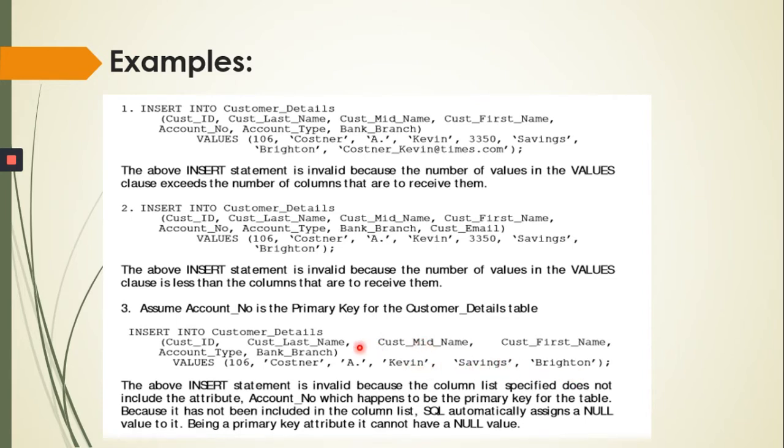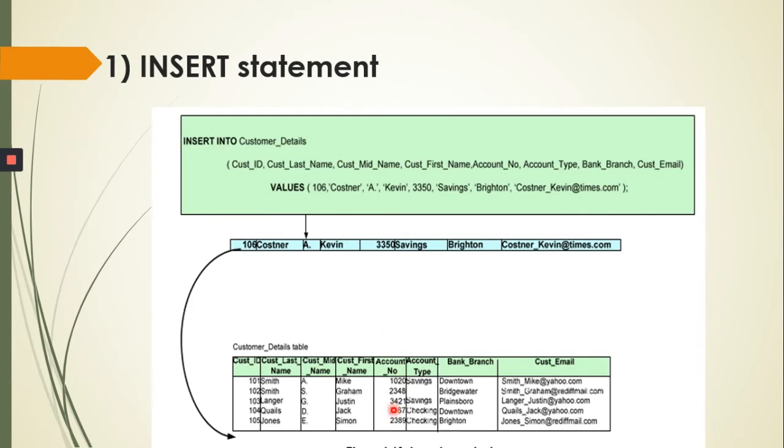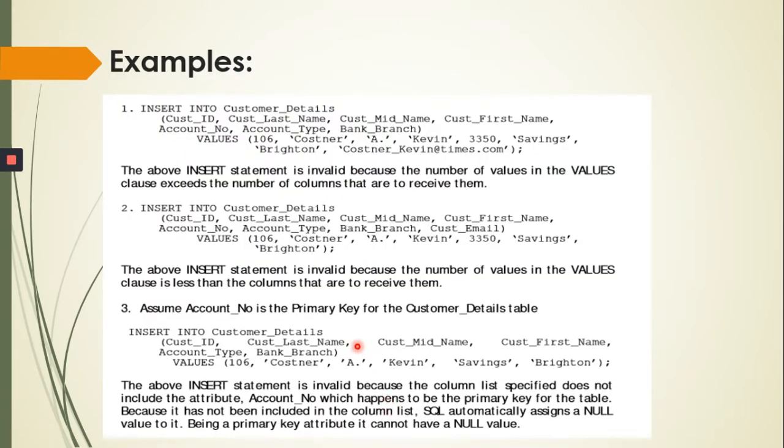Now see here, I missed the column name account number. Actually my account number is available in my table, but I didn't write it in our query. Okay, so the above insert statement is invalid because the column list specified does not include the attribute account number, which happens to be the primary key for the table. It is in the table and it is a primary key, but in the query I did not provide account number. Now what happens in this scenario? SQL automatically assigns a null value.